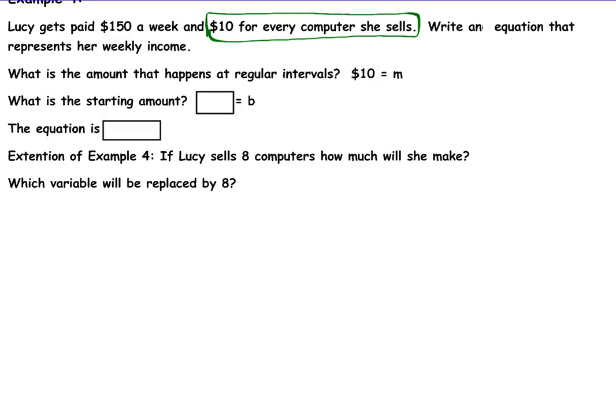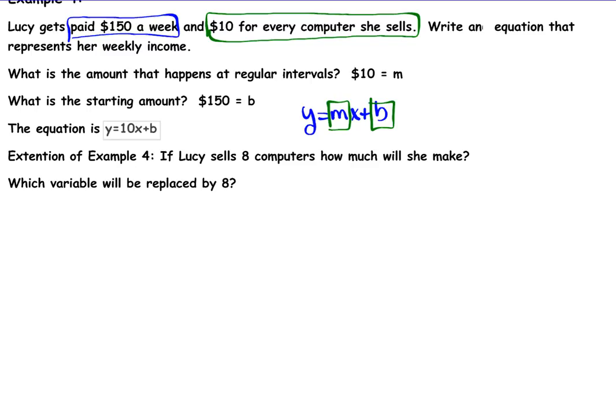Okay, what is the starting amount? Well, she gets paid no matter what, $150 a week. So that's going to be her starting amount. So if I stick those into that equation, y equals mx plus b, okay, the two pieces that are going to be changed out of there is here and here. You get the equation y equals 10x plus b. All right, so we've written the equation.